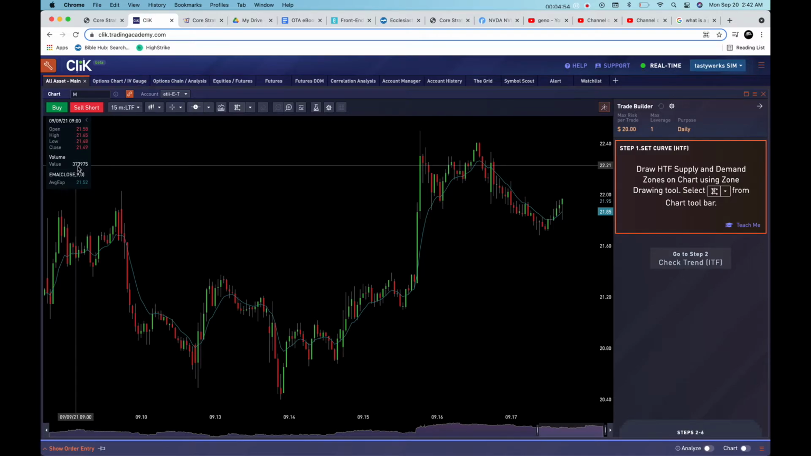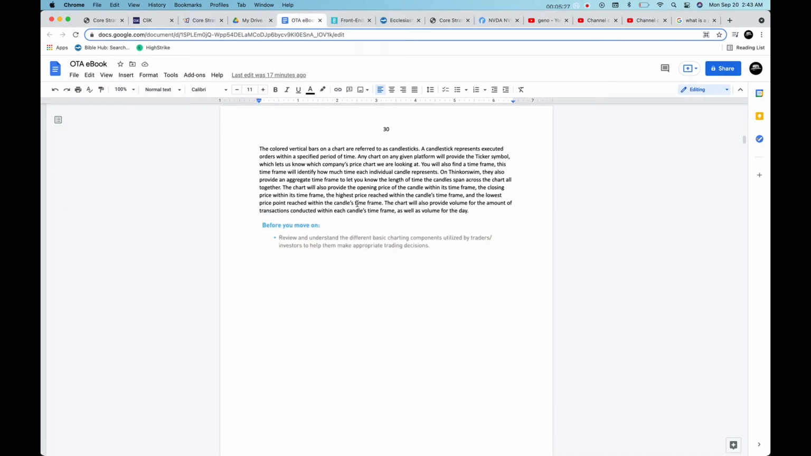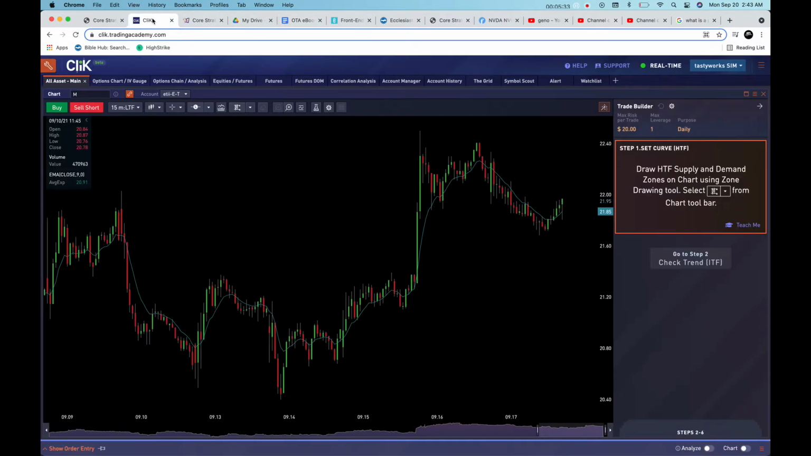So if this is where your volume indicator is, if you're scrolling across, it will tell you how much volume was transacted in that particular time frame, or on that particular candle rather, and that particular candle represents the time frame which we specified up here. So this candle is 15 minutes, and on this 15-minute candle there were, looks like, 1,226,560 transactions altogether. Okay, so these are some things that you're going to get from a chart, and any chart that you pull up is going to give you this information.